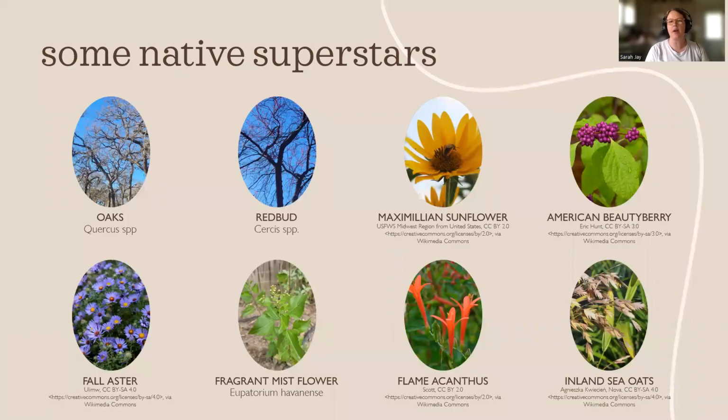So let's talk about some of our native superstars. Oaks are the biggest host for pollinators in the United States. They host tons of moth and butterfly species, and there's lots of birds that eat those caterpillars. And there's plenty of other insects that nest in oaks. They're lovely trees.